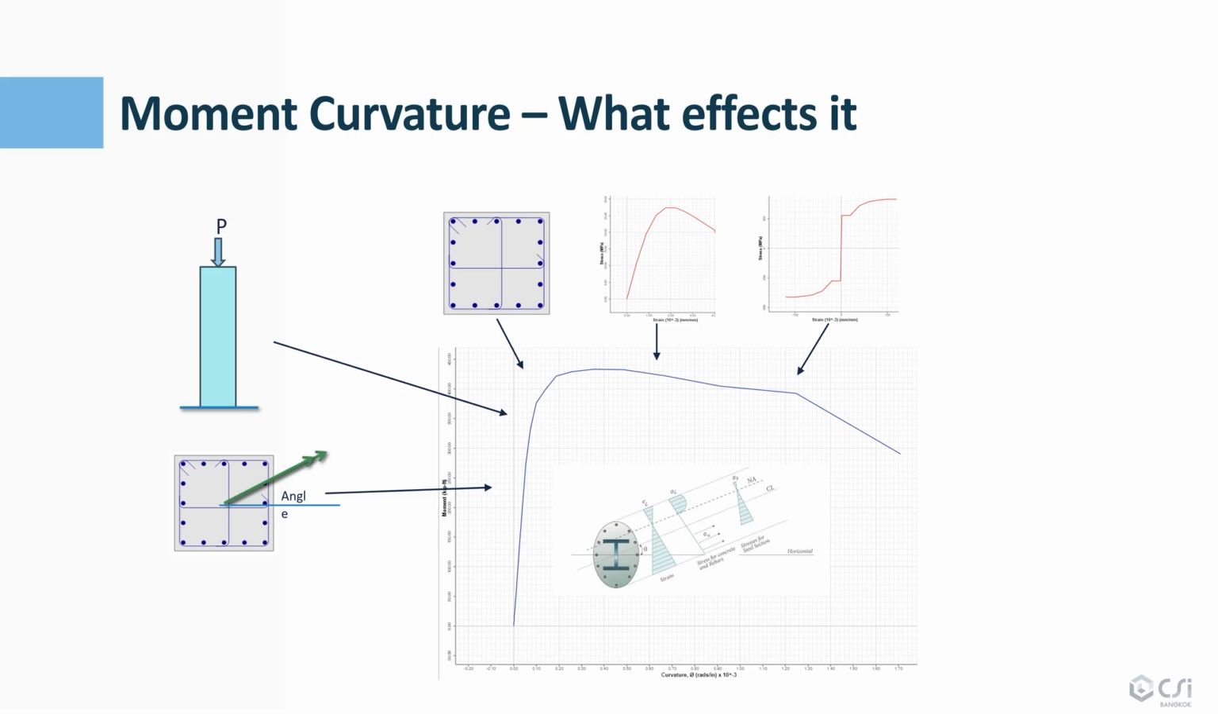So depending upon how much axial load there is, this curve will change. Then of course the confinement and the vertical reinforcement, the stress-strain curves and all, and the cross-section size and shape. So this is going to depend on all of these parameters.